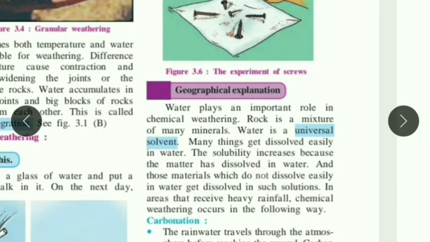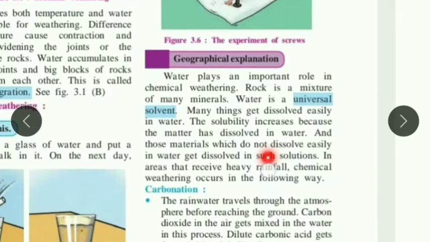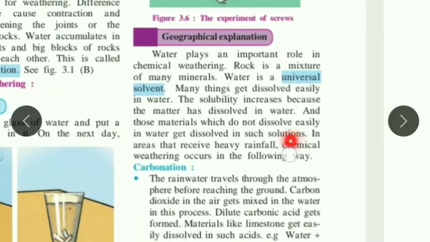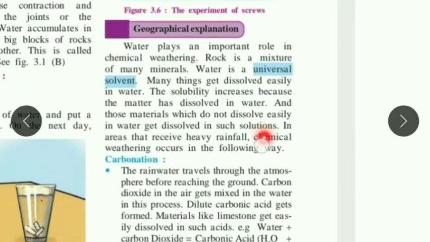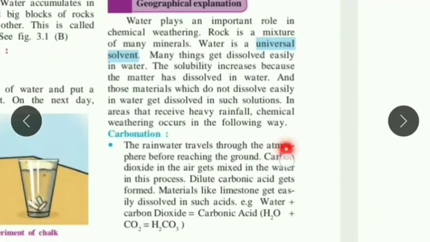As we know, rocks are a mixture of many minerals, and water is the universal solvent. Solvent means many minerals get dissolved in water. As water is the universal solvent, its solubility rises because it has a lot of minerals. Because of that, where rocks come in contact with water, the chemical weathering is very prominent.